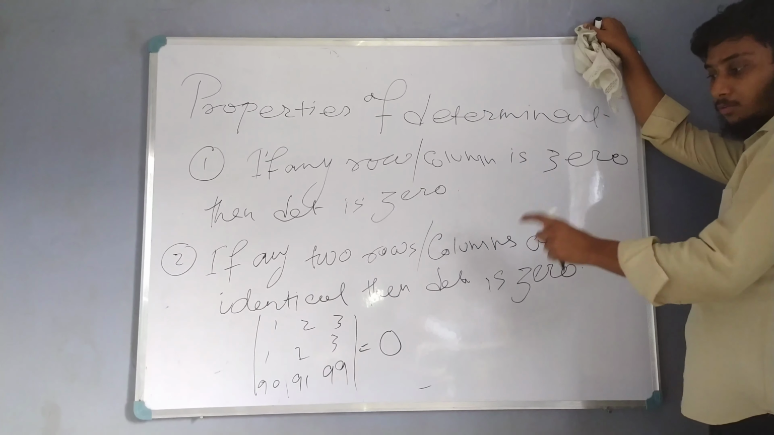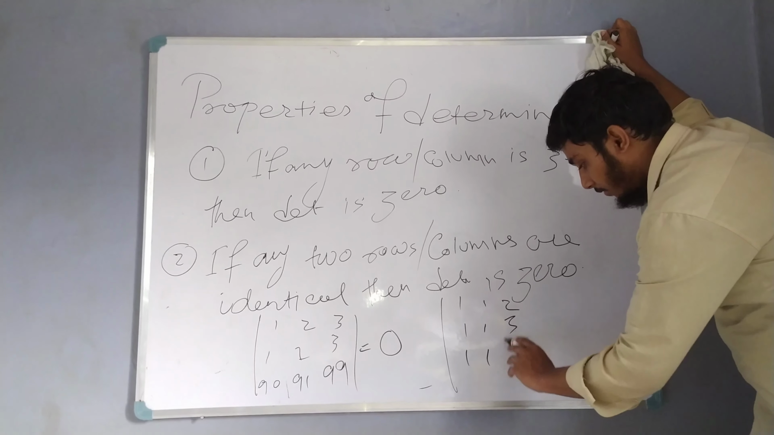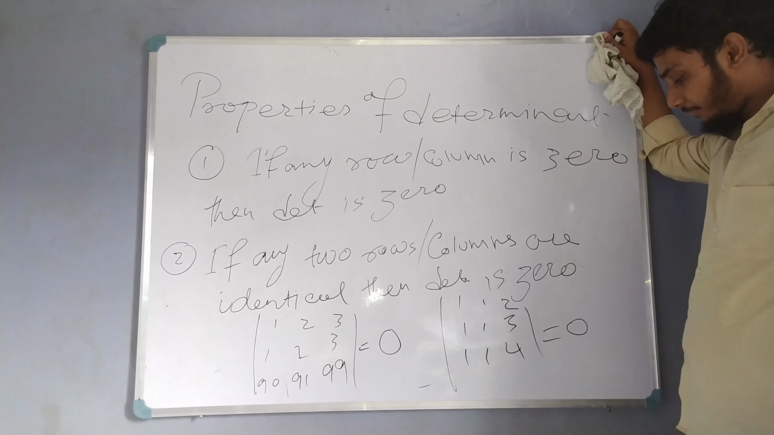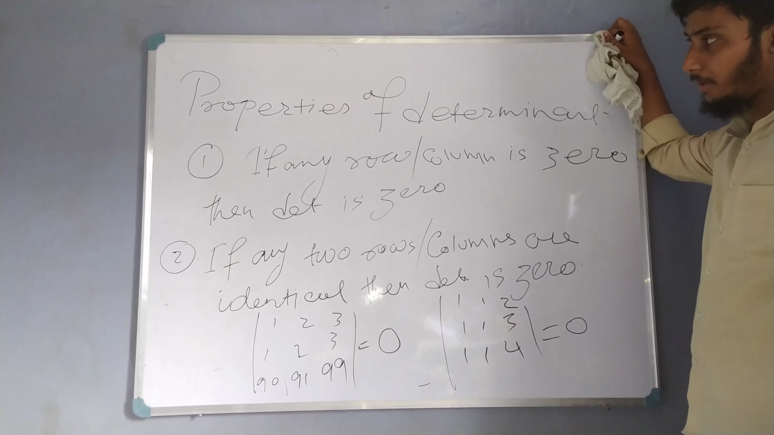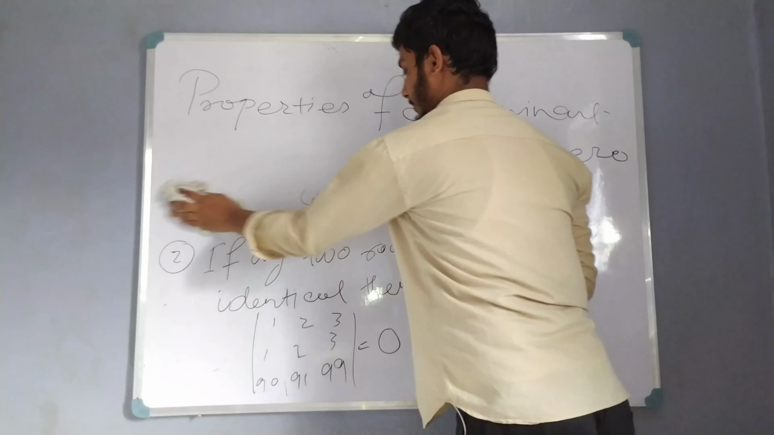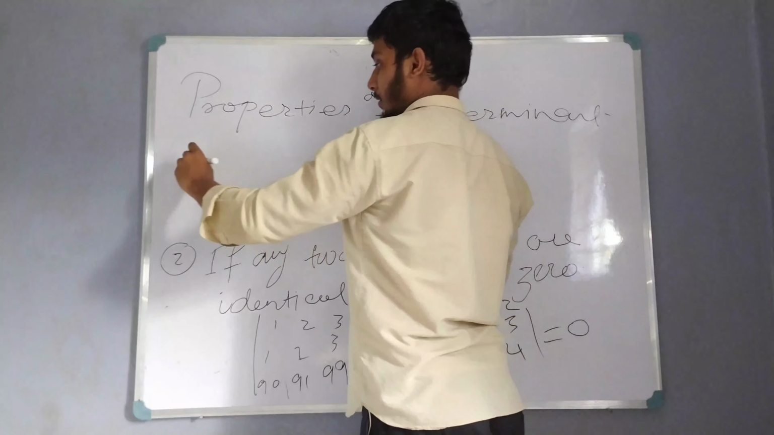We will use this in solving the sums. Similarly, if two columns are the same, 1, 1, 1, 1, 1, 1, and 2, 3, 4, then also, since column 1 and column 2 are the same, the value of this determinant will be 0. So now property number 3.